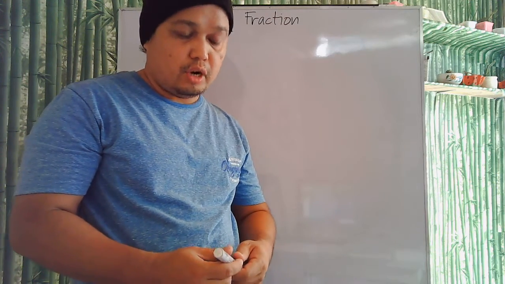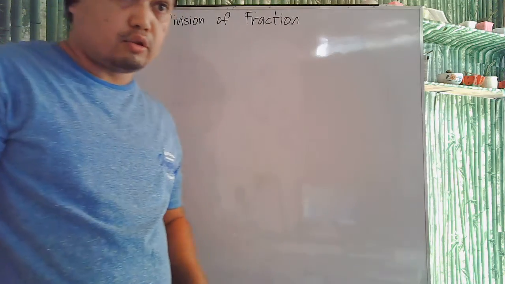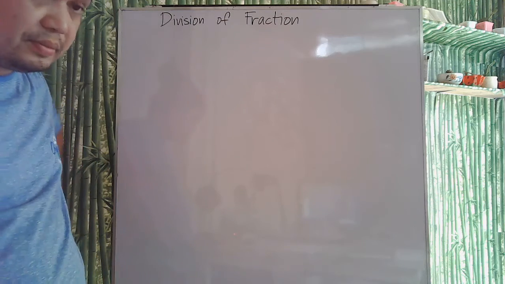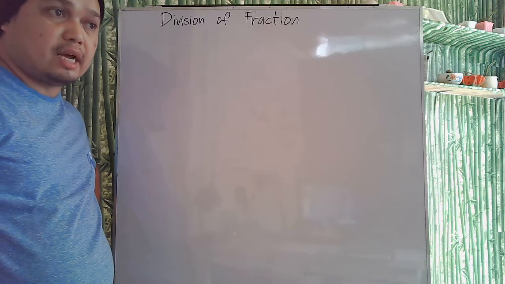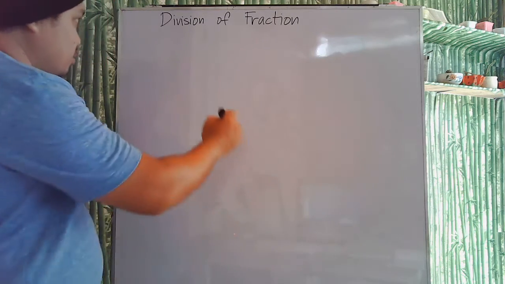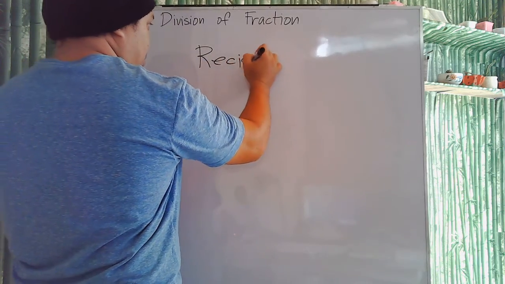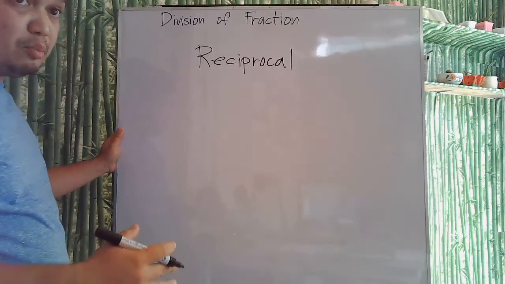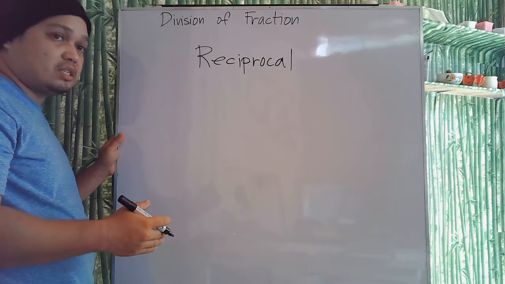Okay, so we are through now in multiplying fractions. We'll go now to division of fractions. So this time we are going to divide fractions. Okay, so how are we going to do that? By using the reciprocal. So to divide fractions, just simply multiply the fraction by its reciprocal.